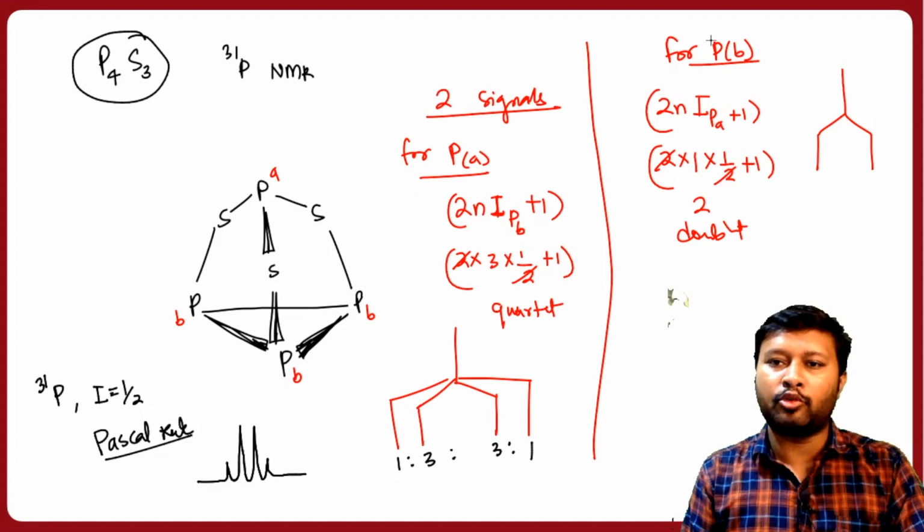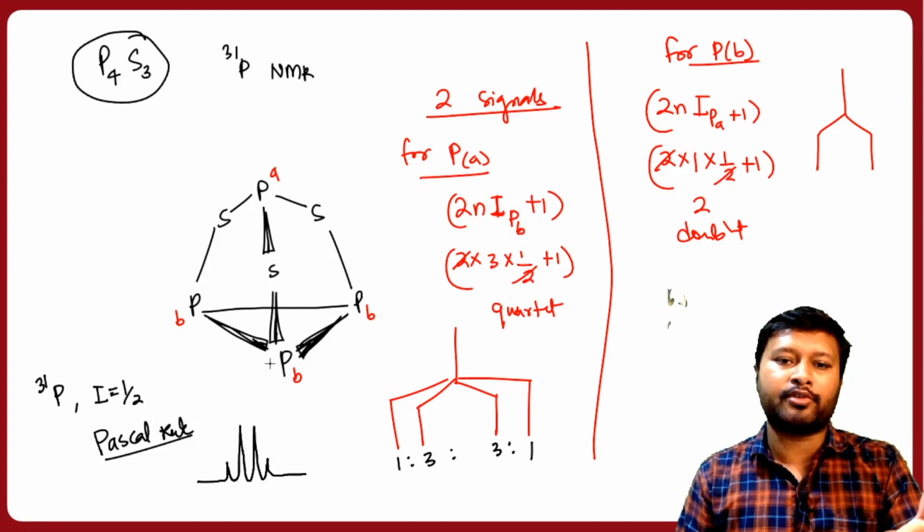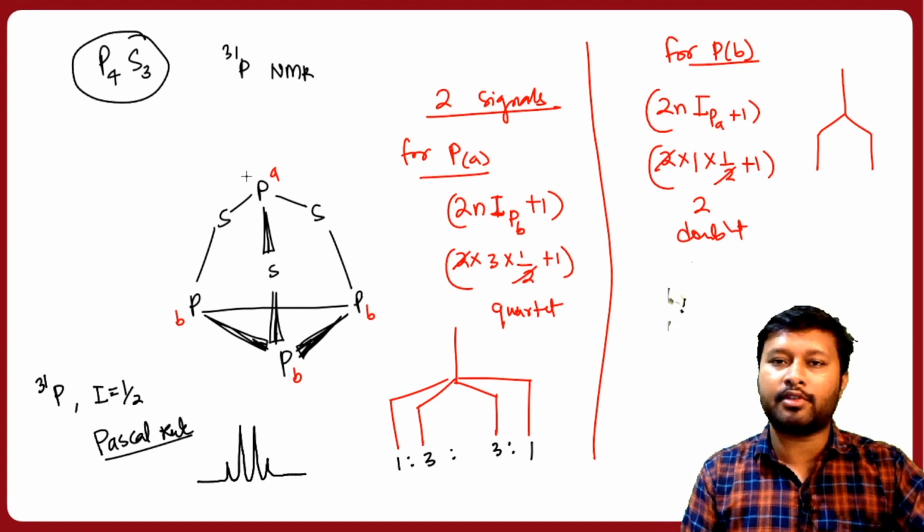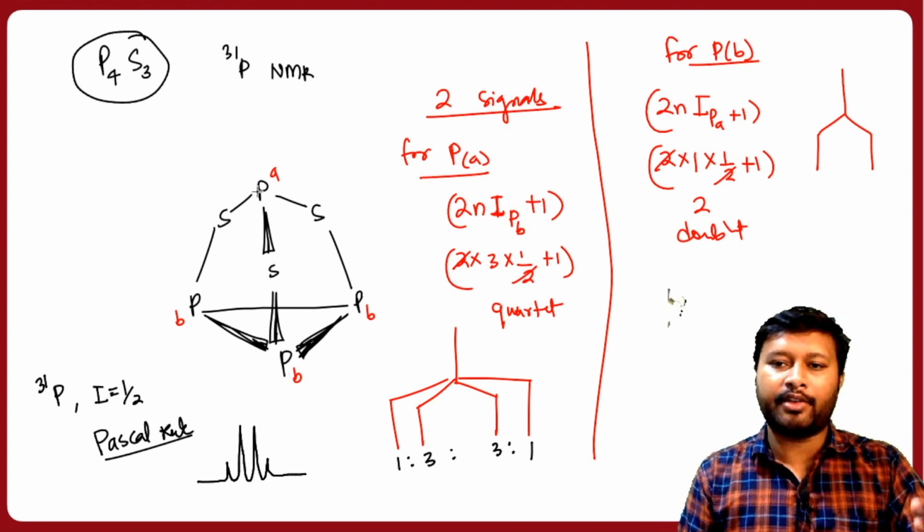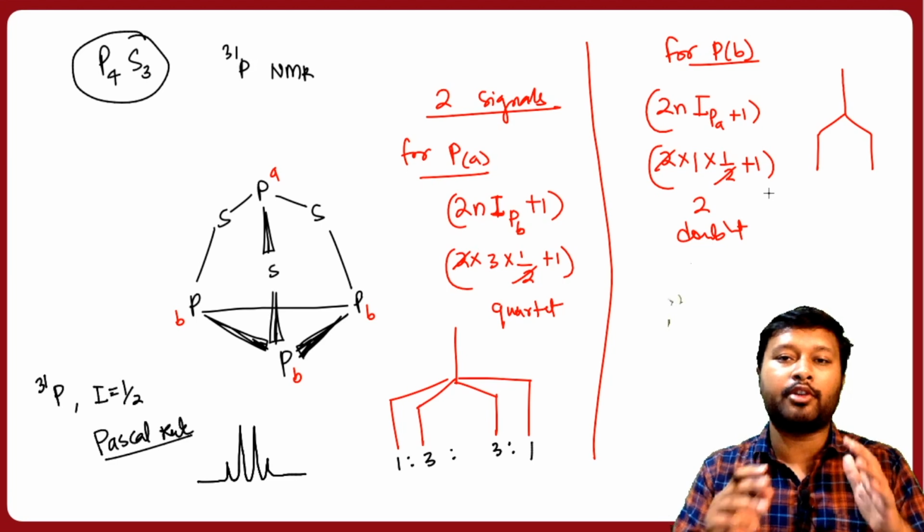Now in the same question I told you that PB, that means the phosphorus of type B, is going to be split by phosphorus of type A, because it is in a different chemical environment, and it is going to split into a doublet.